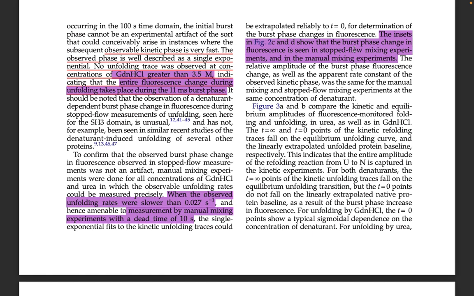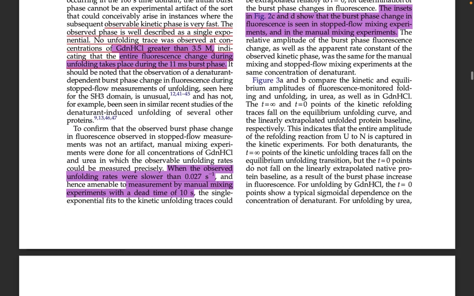Now the relative amplitude of the burst phase fluorescence change, as well as the apparent rate constant of the observed kinetic phase, was the same for manual mixing and stopped flow mixing experiments at the same concentration of denaturant.